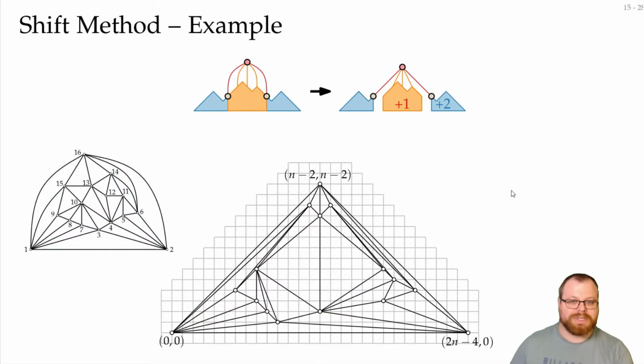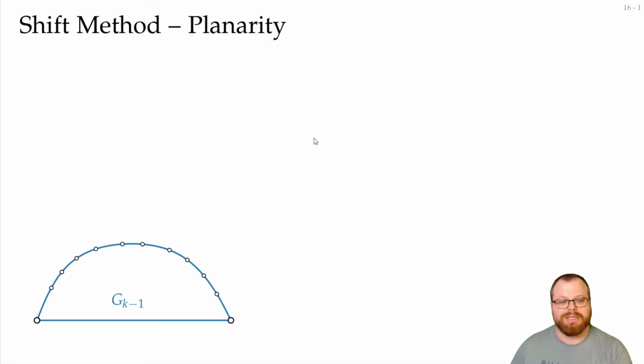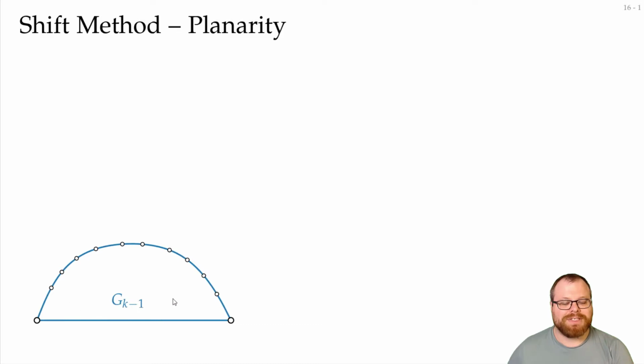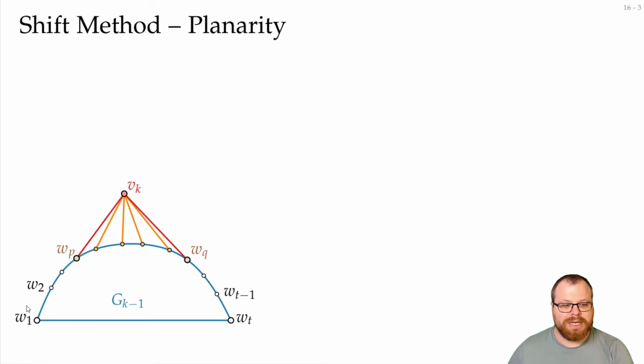Now that we have looked at the example, how can we prove that what we're doing here gives us a planar drawing? So let's assume that we have the graph G_{k-1} and we add the new vertex v_k on the orthoface. And in G_{k-1} we have all these w's here, w_1, the left neighbor w_p, w_{p+1} and so on. There are a bunch of vertices that were on the orthoface before but are not on the orthoface now. Those we call the covered vertices.